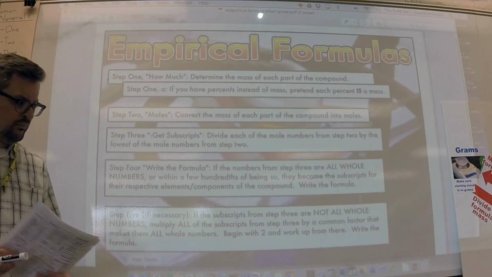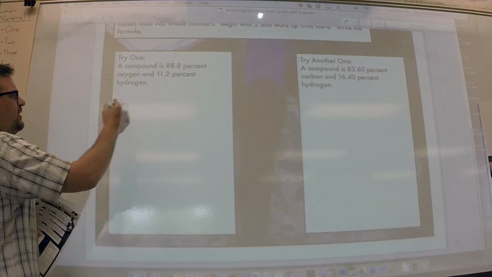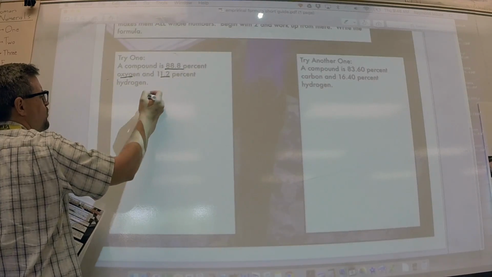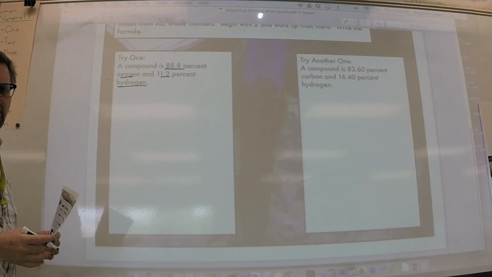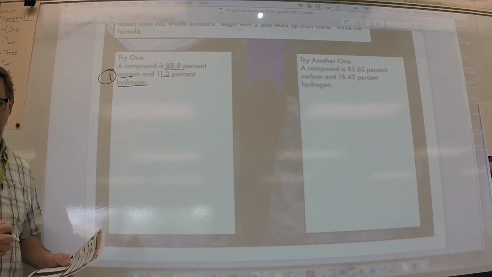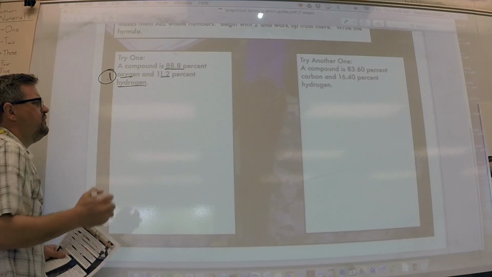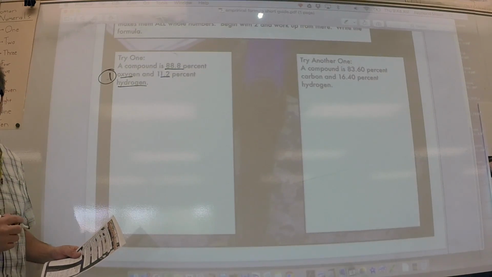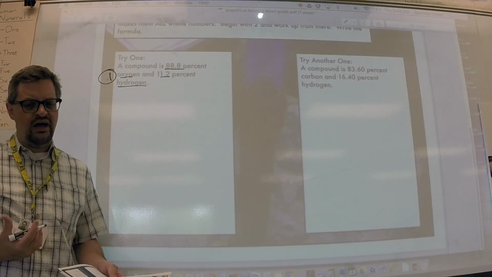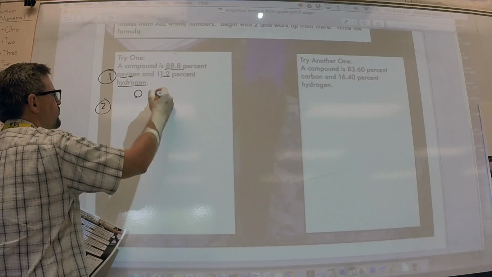Let's look at a few examples. In the first example, we have a compound with 88.8% oxygen and 11.2% hydrogen. So step 1, those are the amounts we're working with. 88.8 grams of oxygen, 11.2 grams of hydrogen. Again, if you're given percents, just pretend they are masses. Step 2, we're going to convert those to moles.